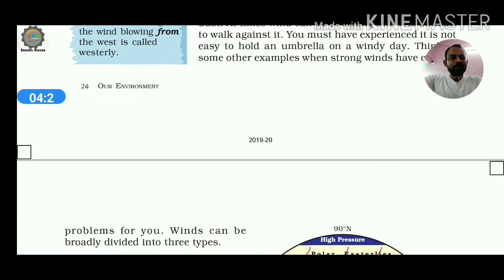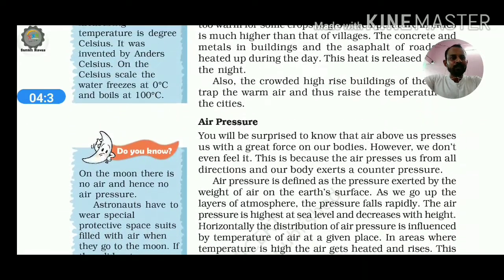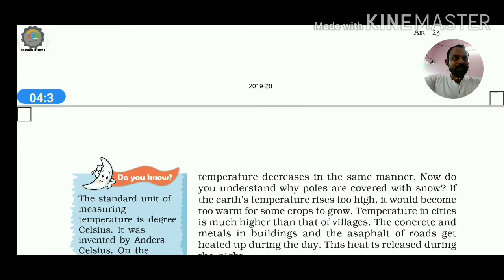Now we will also see that the temperature is different from village to rural area, as well as in the urban areas. We will also see the reasons behind it.